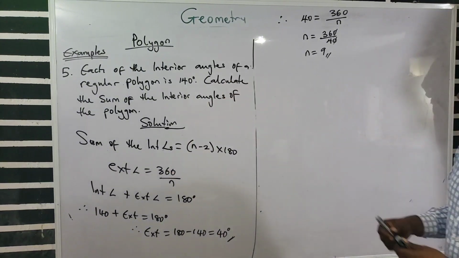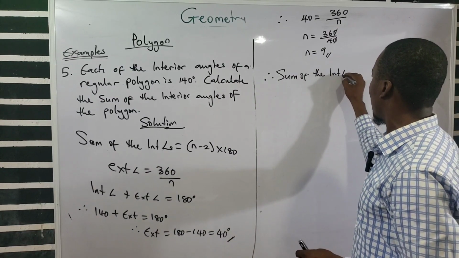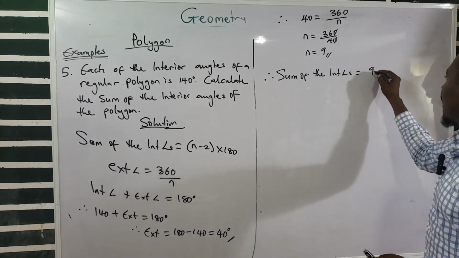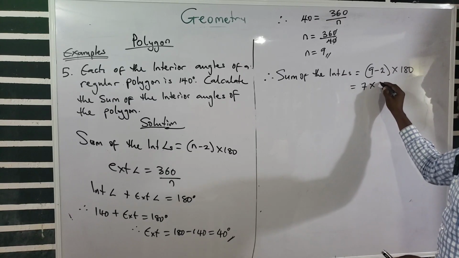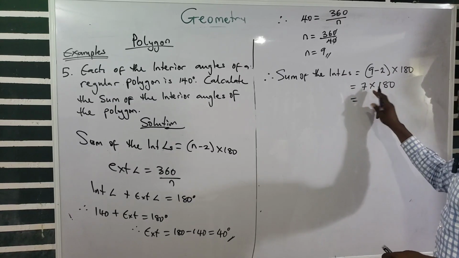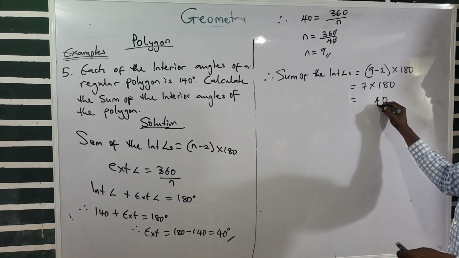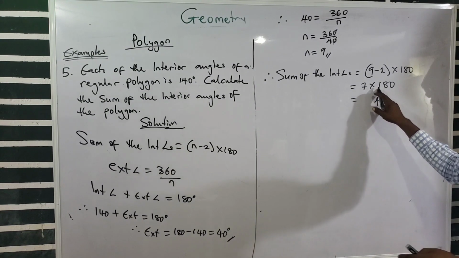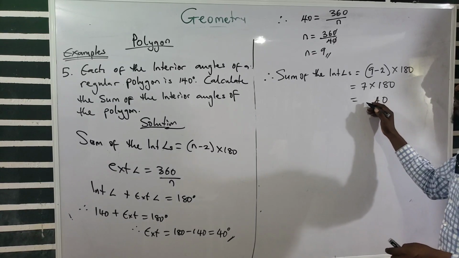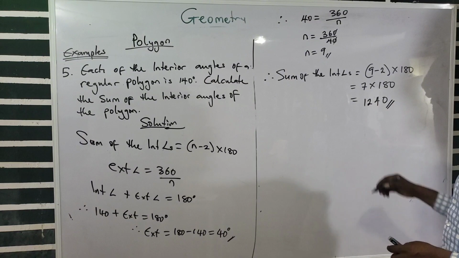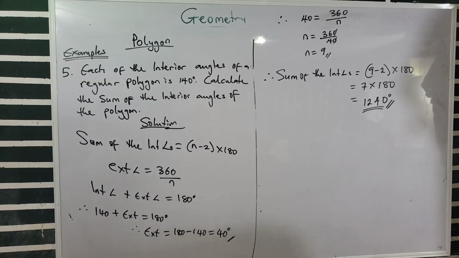The interior angles. Therefore, the sum of the interior angles will give you (9 minus 2) times 180. That will give you 7 times 180. That will give you 0. 7 times 8 will give you 54. You write 4, you take 5. 7 times 1 will give you 7, plus 4 plus 5, that will give you 12. So 1,260 degrees. So that's the sum of the interior angles.